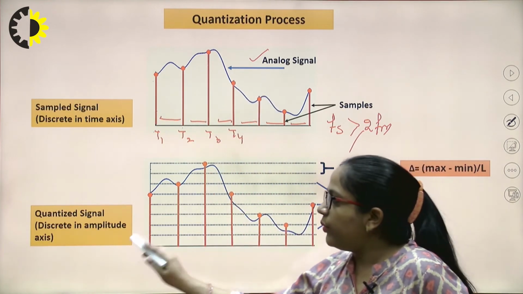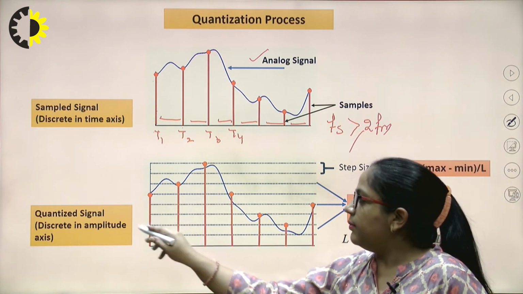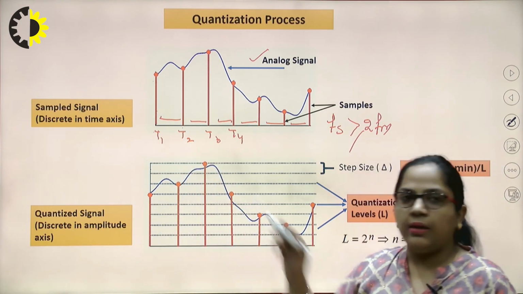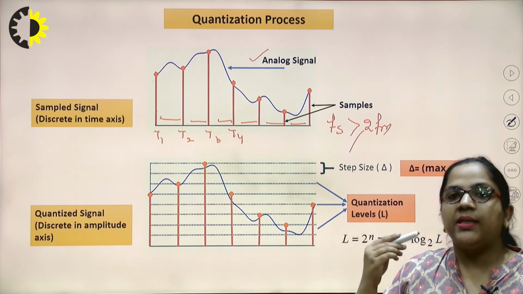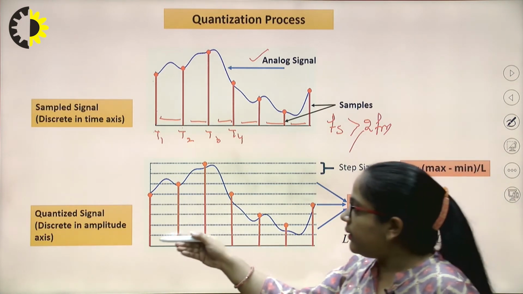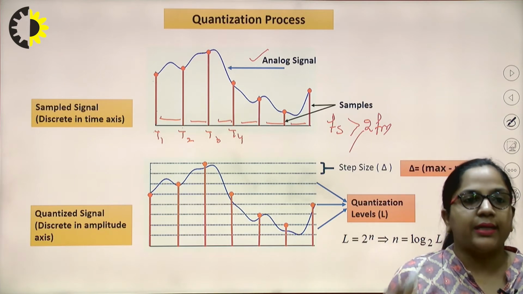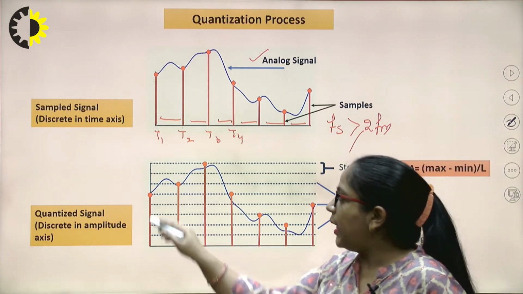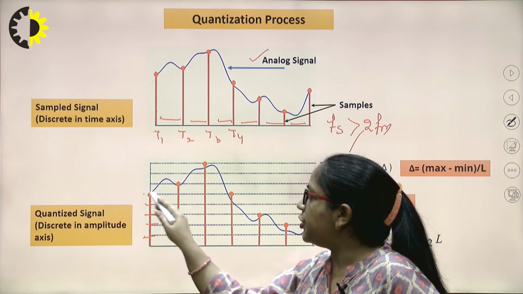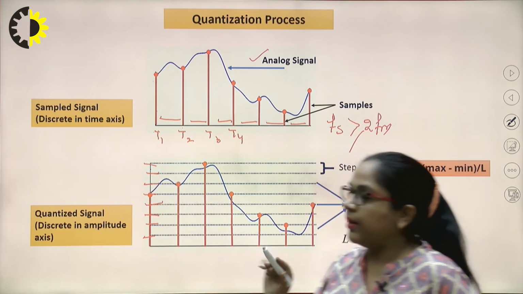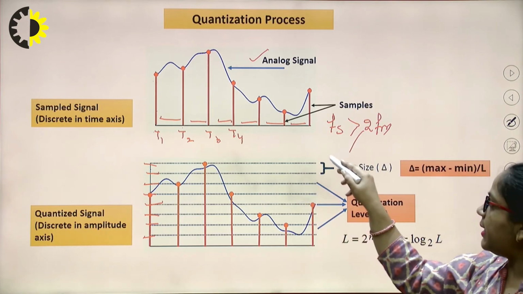So what we will do in quantization: we assign a particular level at the amplitude axis. We perform the same discretization in the amplitude axis. This is called quantization. So the quantized signal is discrete in the amplitude axis. These are called quantization levels. The gap between two adjacent levels is called the step size.